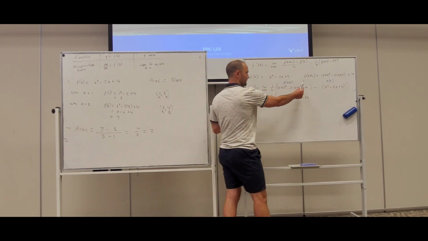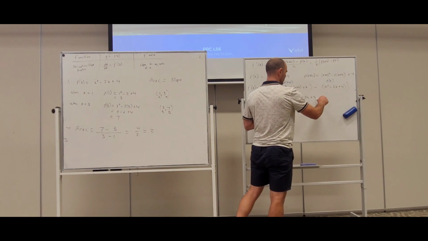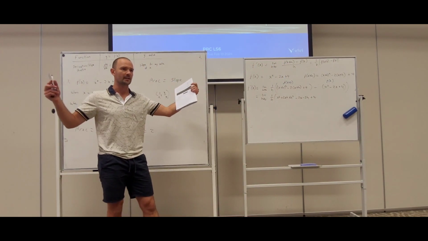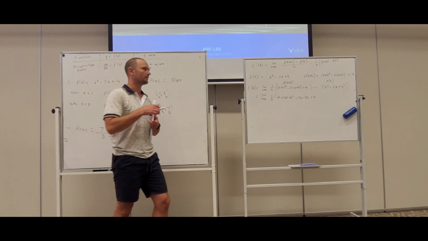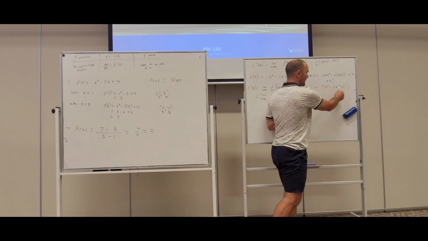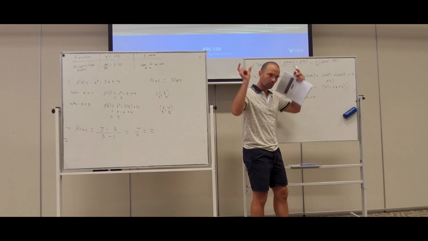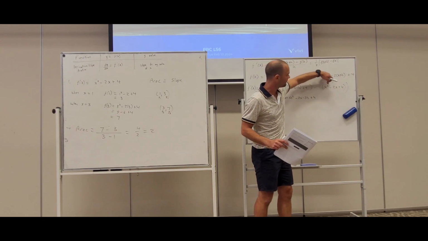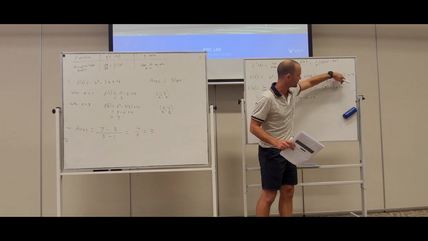And then we have the plus 4 hanging out. Okay, so all I've done there is expand f of x plus h, just completely expanded it. Alright, so that's the first part. Then it's take away f of x. Now you absolutely must put f of x in brackets, because this negative must distribute to all of those terms.